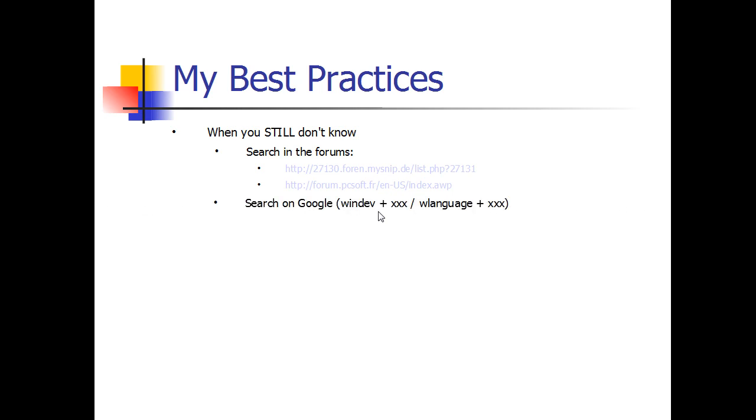If you didn't find what you wanted in the forum, then you should search on Google. And it's very easy to find lots of things concerning our tools on Google by just doing the right request. And for that, you're going to type WinDev and what you're looking for, WinDev USB or WinDev SMS or this or that, or W language and what you're looking for. You will find everything that concerns that specific question.